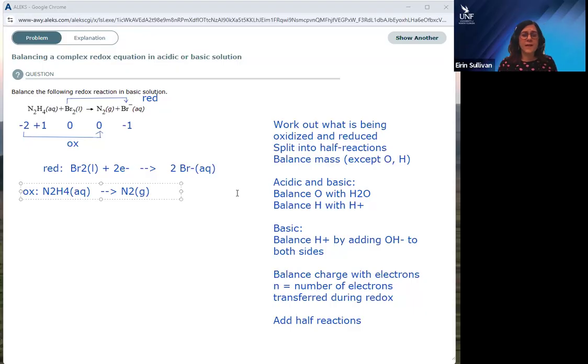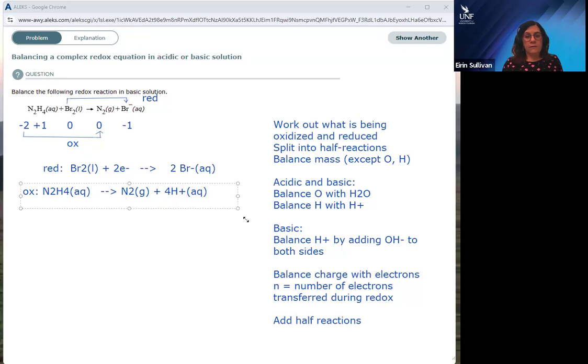So following through my steps for acidic and basic solution, my mass is balanced except oxygen and hydrogen. I don't have any oxygen to worry about, so I can skip balancing oxygen with water, but I do need to balance hydrogen by adding H+. So let's go ahead and do that. If I've got 4 hydrogens in the hydrazine molecule on the left-hand side, I'm going to have to add 4 H+ ions to the right-hand side to balance that.